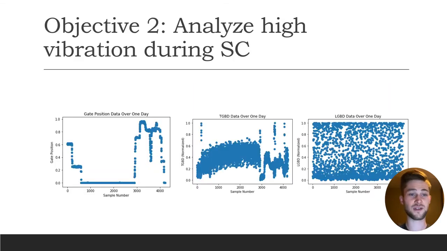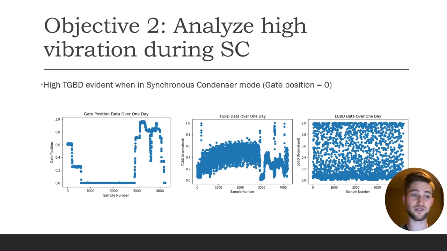The second objective was to analyze the high vibration, as I mentioned before, during synchronous condense. We were noticing high turbine guide bearing displacement when in synchronous condenser mode. In other words, when the gate position is 0. So what are the contributing features? That's the question we're trying to answer. You can see there's some plots, gate position over 1 day. We used 1 day's worth of data, and the gate position was 0%. You can also see the turbine guide bearing displacement increasing over that time range, and lower guide bearing displacement was kind of random.